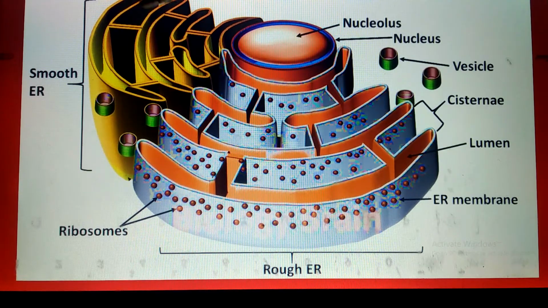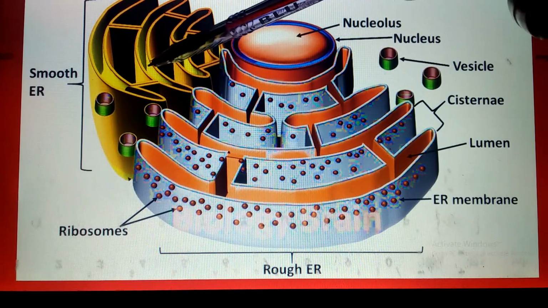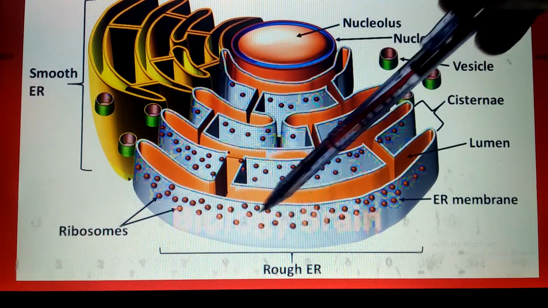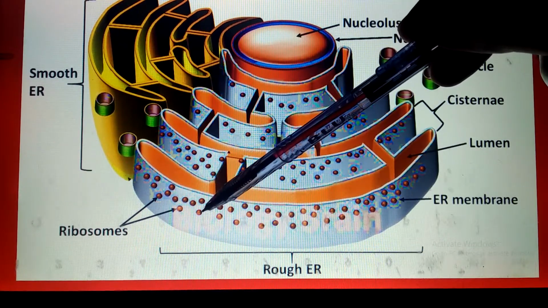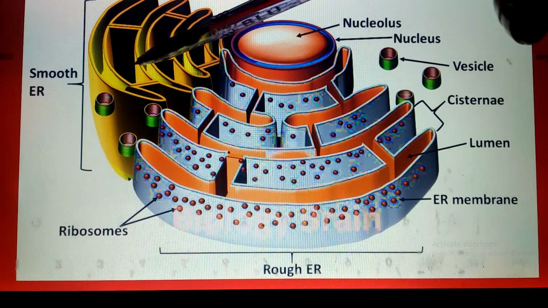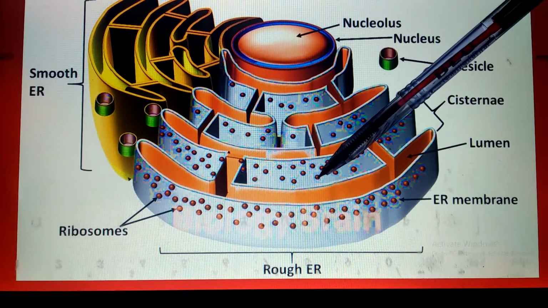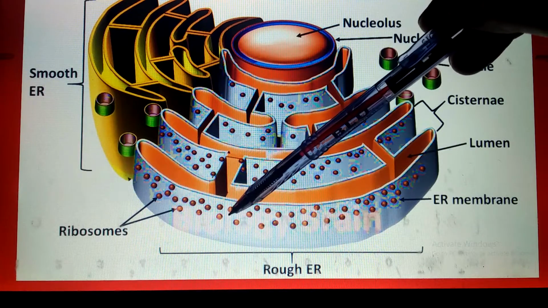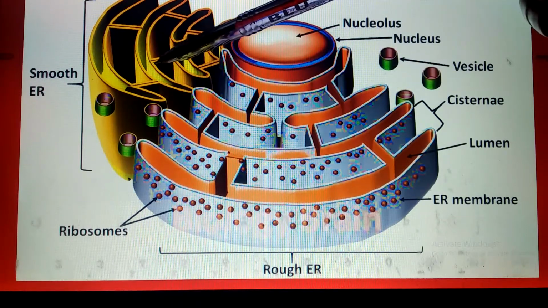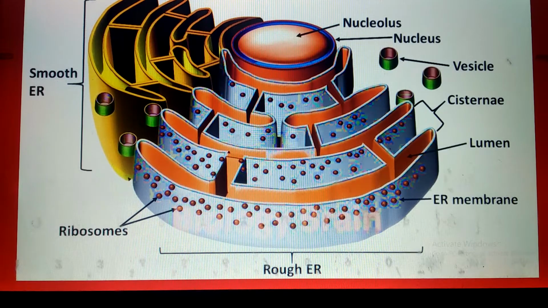The smooth type is smooth because of the absence of ribosomes on its surface. That's why it is smooth. And the rough type is rough because of the presence of small granules, which are the ribosomes. So this is the rough type and this is the smooth type, and their functions are different because of the presence of ribosomes. As you are familiar, the basic function is to transport substances from one part of the cell to the other part. Now I will discuss everything related to the types of endoplasmic reticulum and their functions.